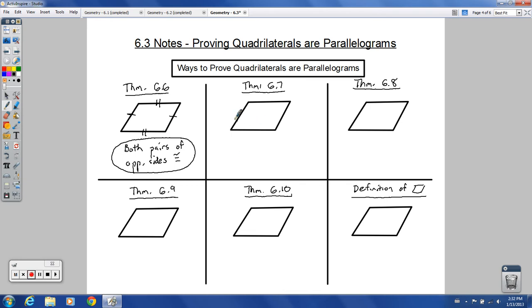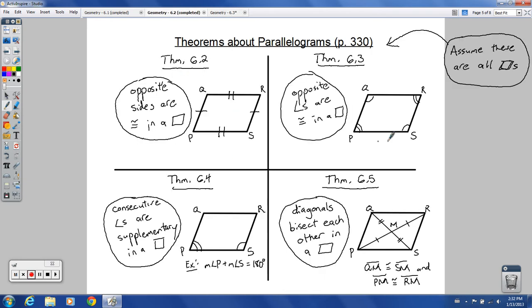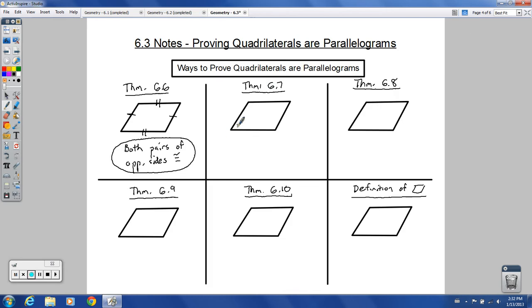Alright, so theorem 6.7 goes with theorem 6.3. Opposite angles, if those are congruent to start, then you can assume that this quadrilateral is a parallelogram. So both pairs of opposite angles being congruent.